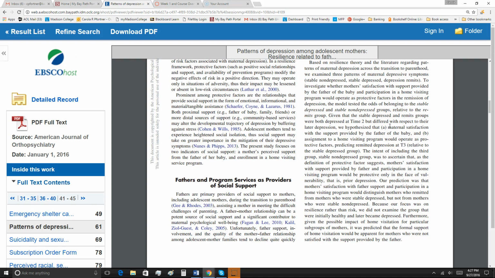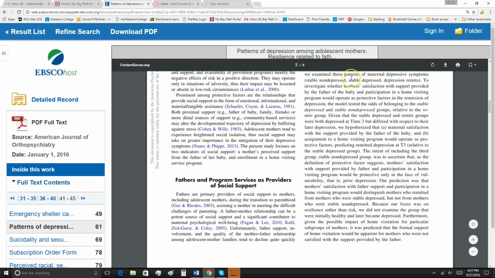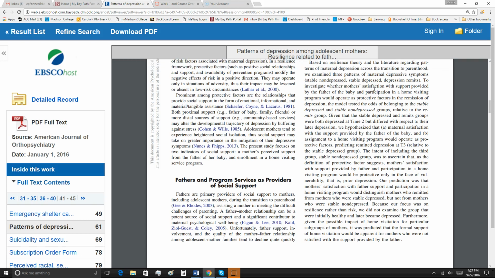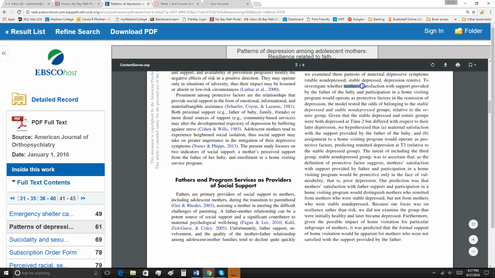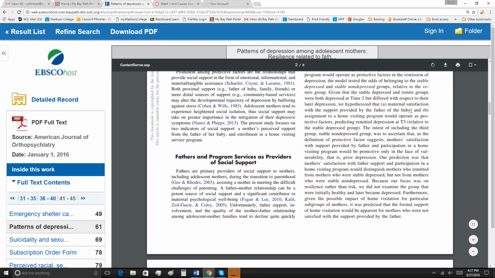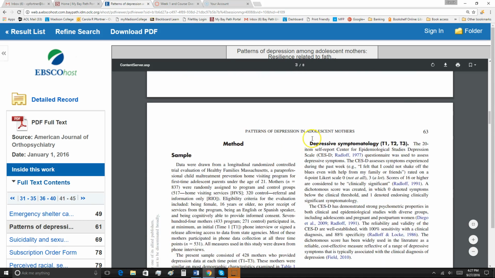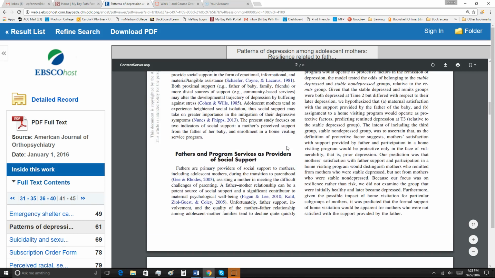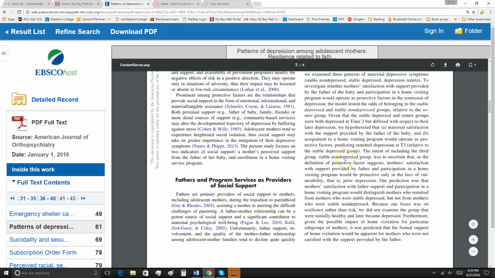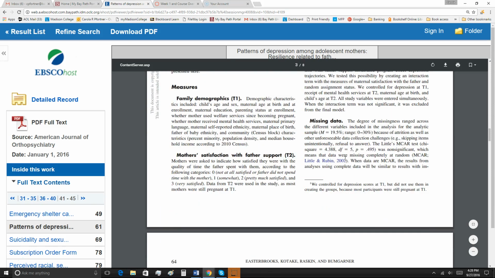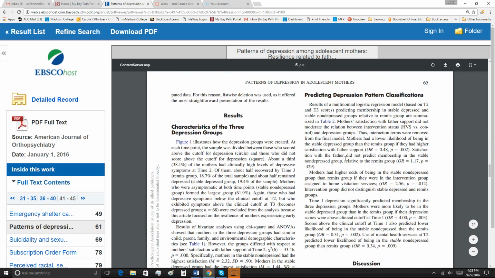So the research question here is that they're examining 3 patterns of maternal depressive symptoms, and they want to investigate whether the mother's satisfaction with the support that they were provided would serve as a protective factor in the remission of depression. So that's interesting. Now at this point, you might be tempted to go into the methods. I think we have enough information to think that this might be worth investigating for my topic, but I'm going to skip over all of this information here.